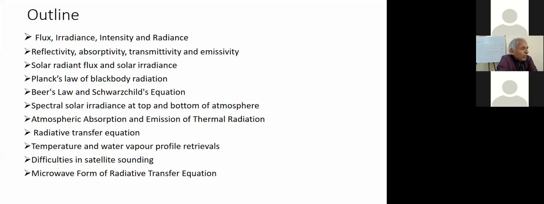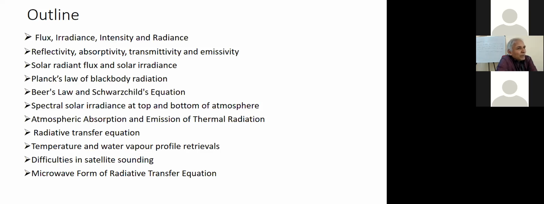Then the concepts of reflectivity, absorptivity, transmissivity, and emissivity. Then solar radiant flux and solar irradiance. Then we will briefly touch upon Planck's law of blackbody radiation. Then Beer's law, also known in literature as Beer-Lambert's law. And we'll also discuss the Schwarzschild equation. Then spectral solar radiation, irradiance at the top and the bottom of the atmosphere. That will tell you what are the various constituents of the atmosphere that absorb the incoming solar radiation. Then we'll also discuss in greater detail the atmospheric absorption of thermal radiation.